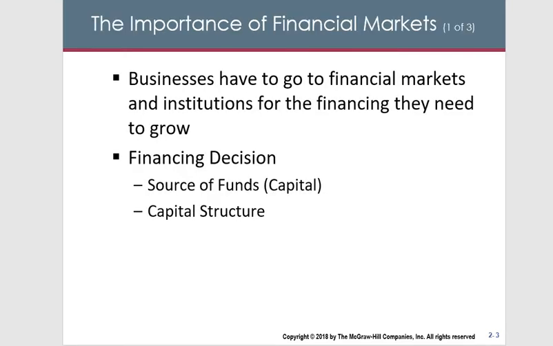Okay, let's turn to the importance of financial markets. Businesses and organizations have to go to the financial markets for the financing they need. And the company's going to have to decide the source of funds, capital: are they going to issue more stock, or are they going to borrow the money? And of course, the borrowing could be a business loan or issuing bonds, and that comes with capital structure. We talked a little bit about this in Chapter 1.